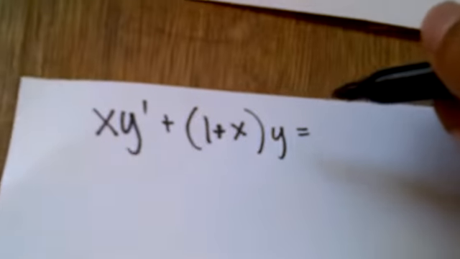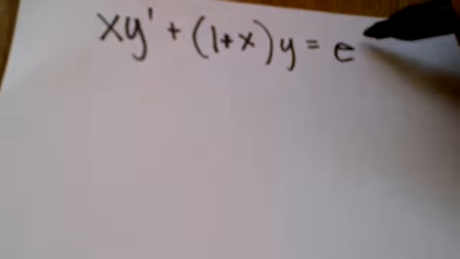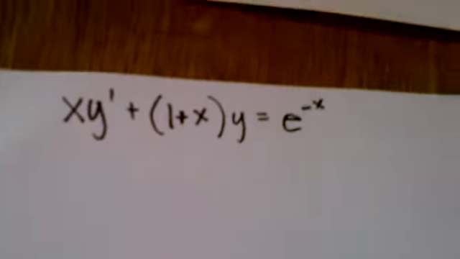Find the general solution of x y prime plus 1 plus x y is equal to e to the negative x.